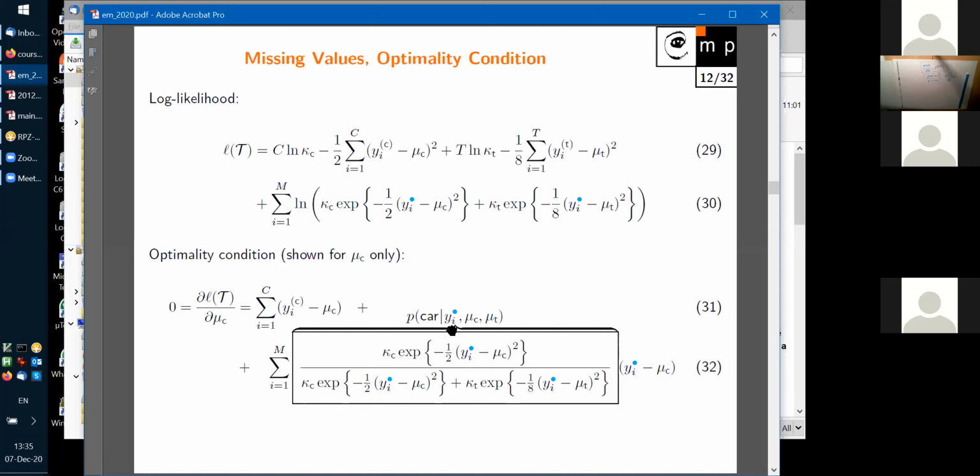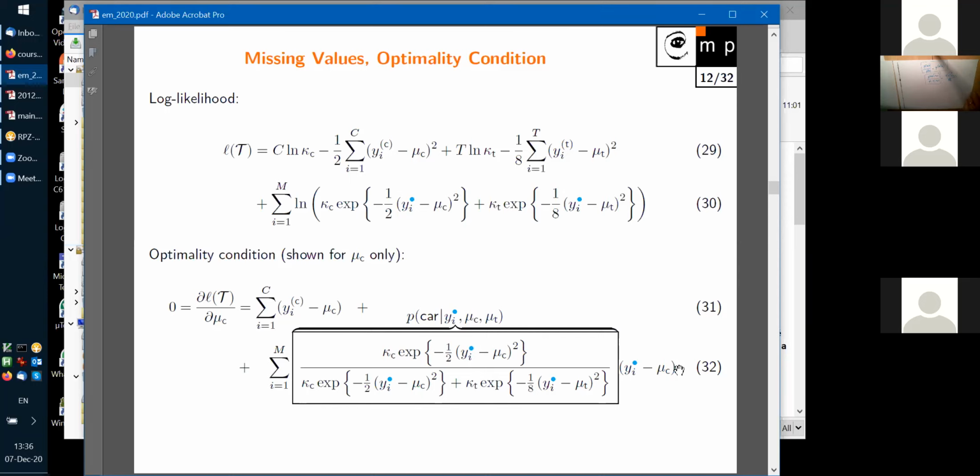The quantity probability of car given the measurement with unknown class, mu C, mu T, showed up. And now we'll do something which confused me very often when I was a student in numerical recipes, a very good book about numerical methods. You say, okay, for this box, which is a function of mu C and mu T, we'll understand mu C and mu T as constants. So we'll plug in the current values and treat them as constants, whereas in the outer part of the formula, mu C will be seen as the variable.